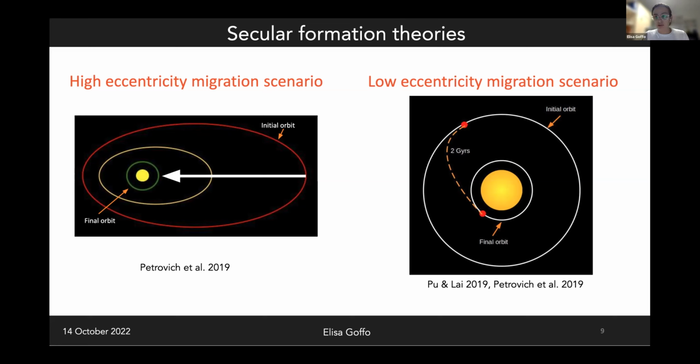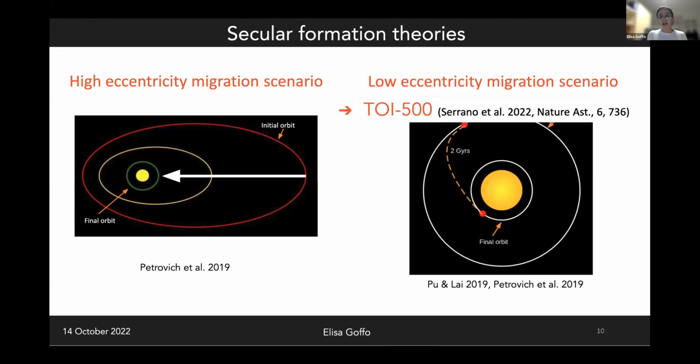In the other case, for the low eccentricity migration scenario, we consider low mass planets that have an initial orbital period of a few days. We consider very mild eccentricities in this case, and the inner planets will go through an orbital decay due to tidal dissipation.